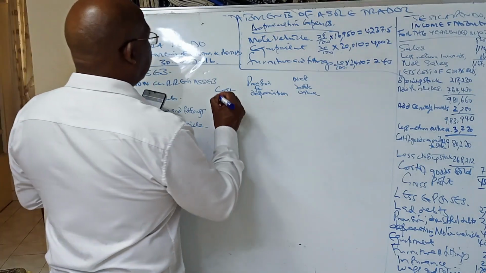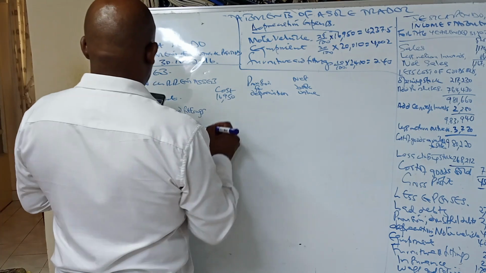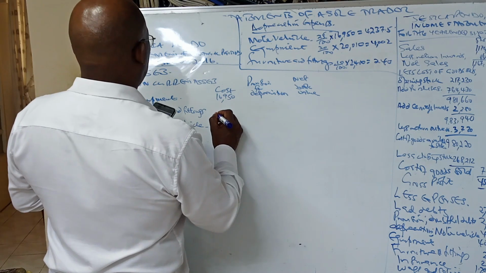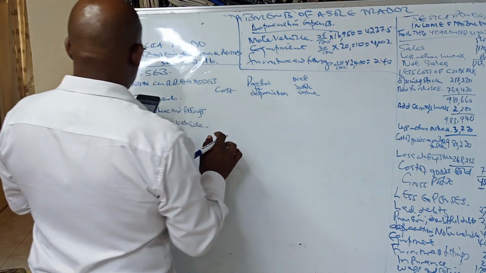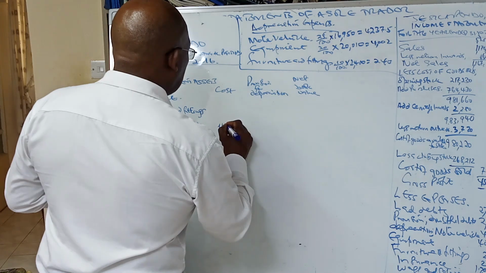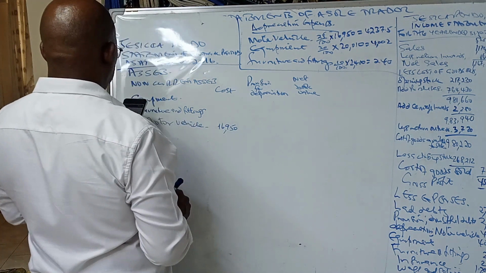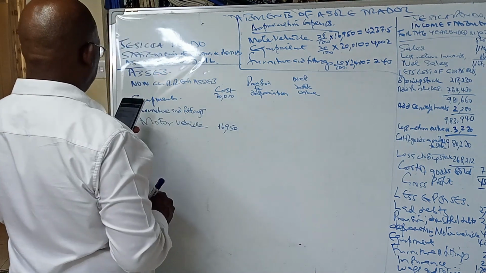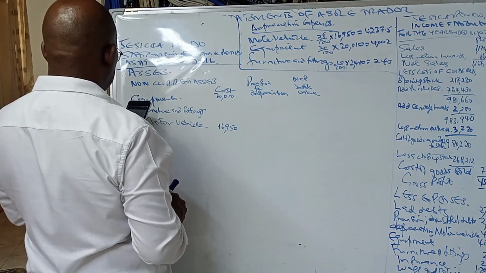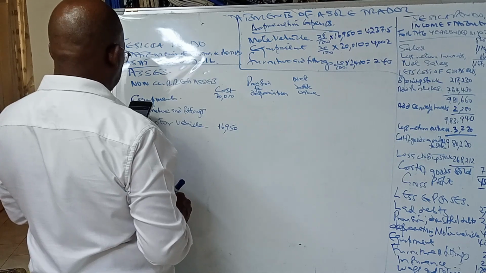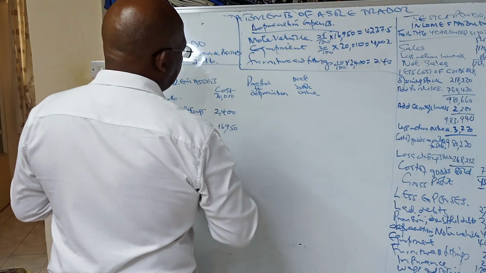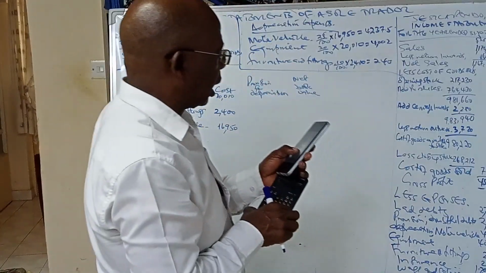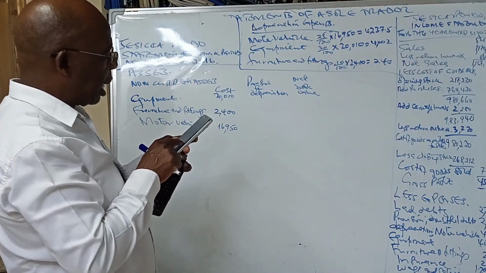Motor vehicle 16950. Equipment 20010. Furniture and fittings 2400. Now, please mark this, that you get the depreciation as per the trial balance.